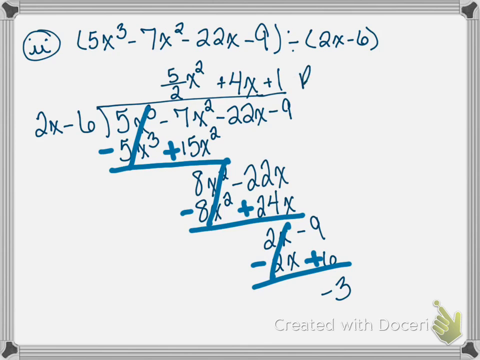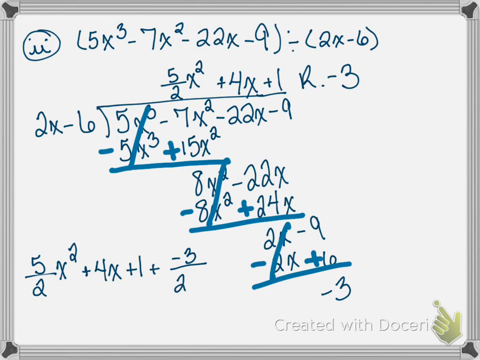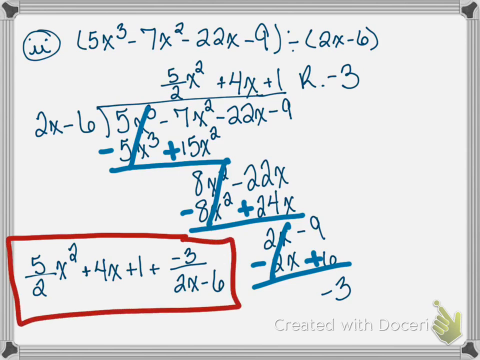And I know many of you are going to want to write that as remainder negative 3, but that's not what we're going to do. Our final answer here is 5 over 2x squared plus 4x plus 1. Then I've got negative 3, and I am going to write that over what I am dividing by. So this is actually your final answer right here. Okay? Okay. Let's move on to the next one.